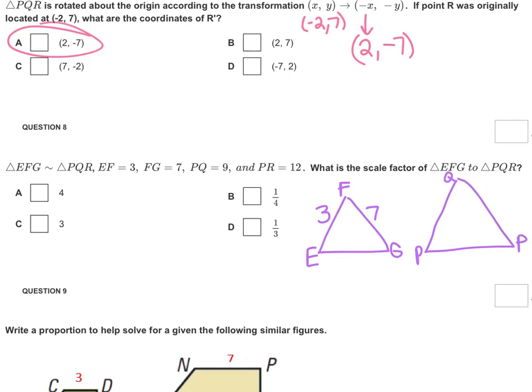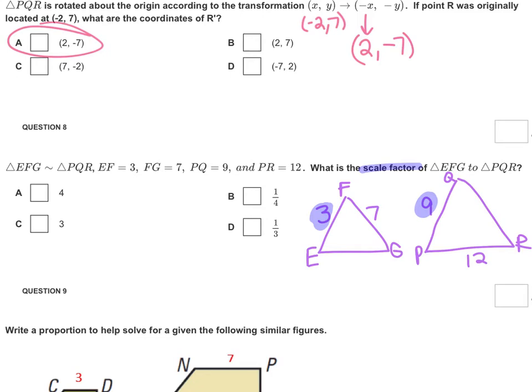So notice I'm putting the vertices in the same point. So E relates to P, F relates to Q, G relates to R, just like my similarity statement. Okay. And then PQ, they tell me, is 9, and PR is 12. Okay. So in order to find the scale factor, right here, we want to find corresponding sides. So notice here, 3 and 9 are in the same position, however 7 and 12 are not. So we're going to use 3 and the 9, okay?